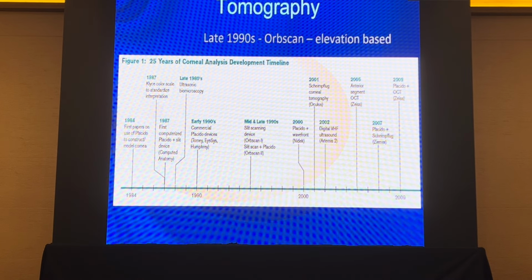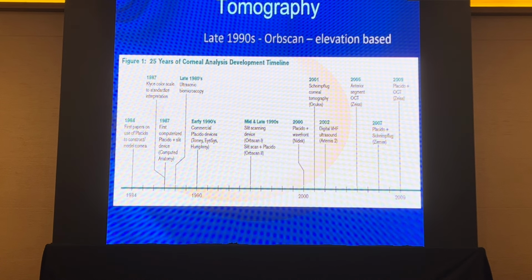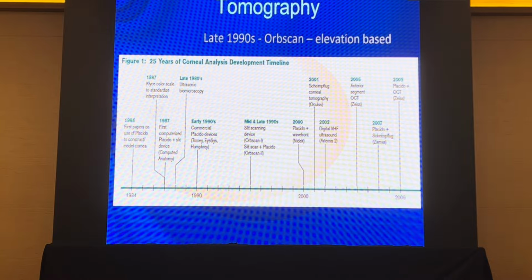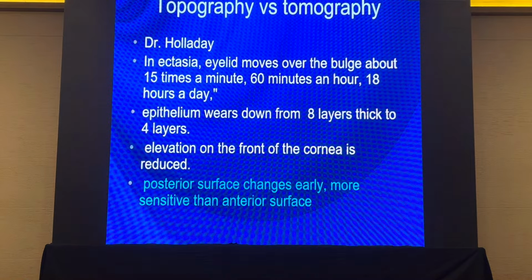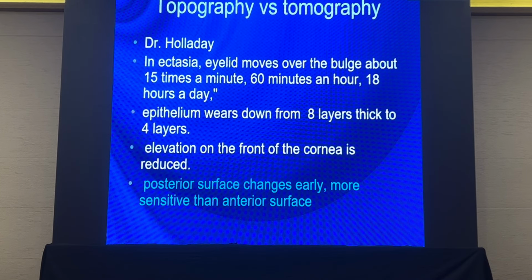So tomography, first tomography came in late 90s as ORBSCAN, which was elevation-based data. So it made such a big hue and cry at that time. The difference in tomography is that you get the thickness of the cornea and also the posterior curvature of the cornea. So as Dr. Holliday was mentioning, in corneal ectasia, the eyelid moves over the cornea multiple times, almost 18 hours a day. And so the epithelium is very much thin over that area.